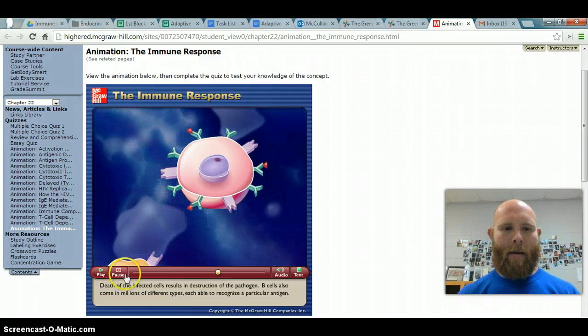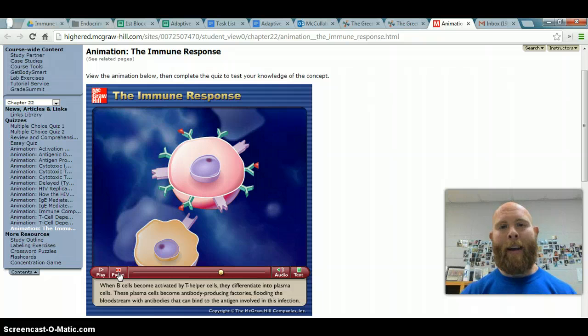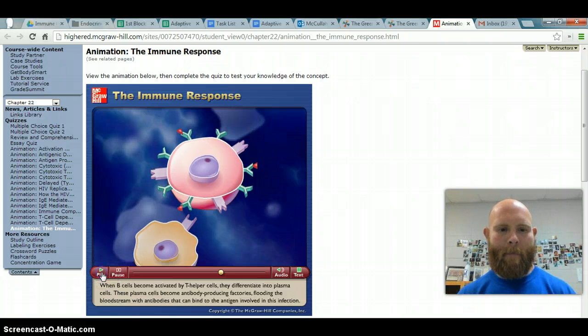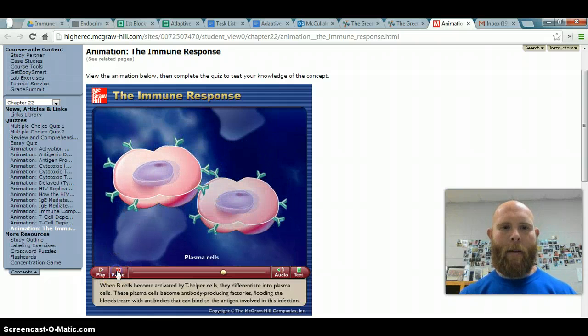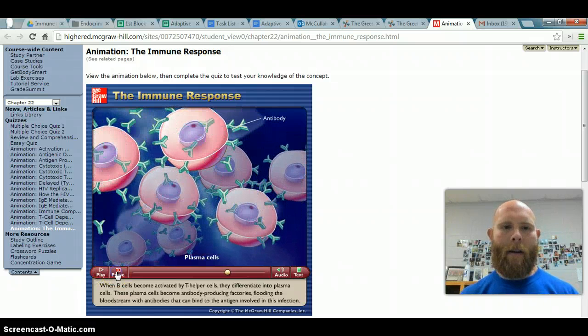Each B cell is able to recognize a particular antigen when B cells become activated by T helper cells. So again, T helper cells not only activate the cytotoxic killers, they also activate the B cells, and you'll see what happens next. They differentiate into plasma cells. So they undergo some changes, and they're no longer called B cells, they're called plasma cells. And watch what happens next. They also proliferate, they reproduce and clone themselves. These plasma cells become antibody-producing factories. And remember, antibodies are these Y-shaped proteins that have a specific receptor on them that will bind to antigens.